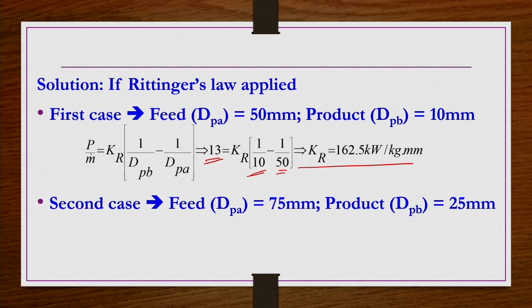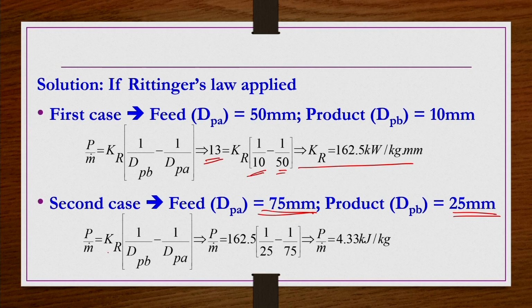Now in the second case, the feed average size becomes 75 mm and you are expected to get a product average size of 25 mm. How much power is required? That is, how much P by m dot is required, that you need to calculate, because m dot is not given. So now use the same equation. Kr you just calculated as 162.5. In this case dPb is 25, second case, and the feed in the second case is 75 mm. So you substitute here, then you get P by m dot equal to 4.33 kilojoules per kg.